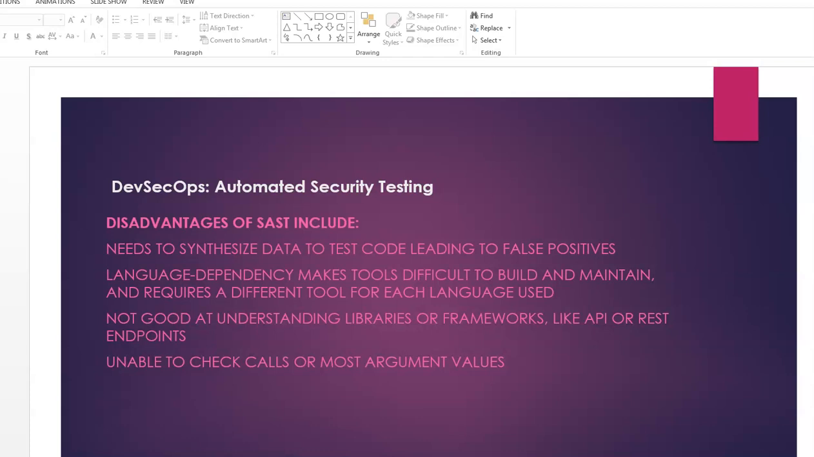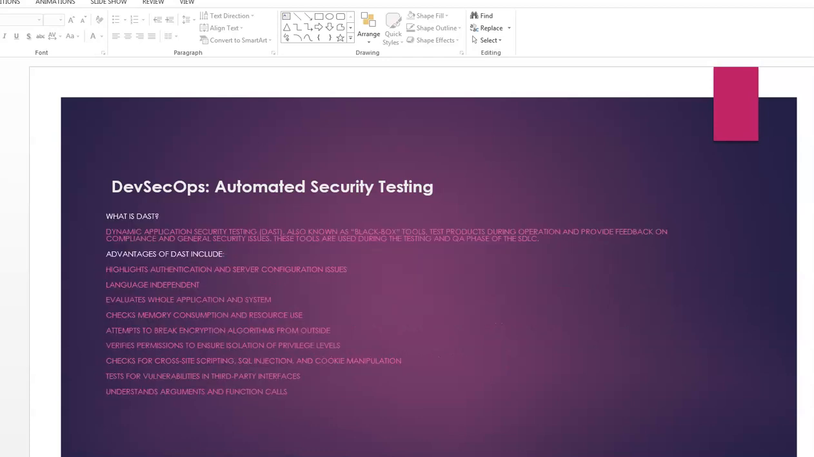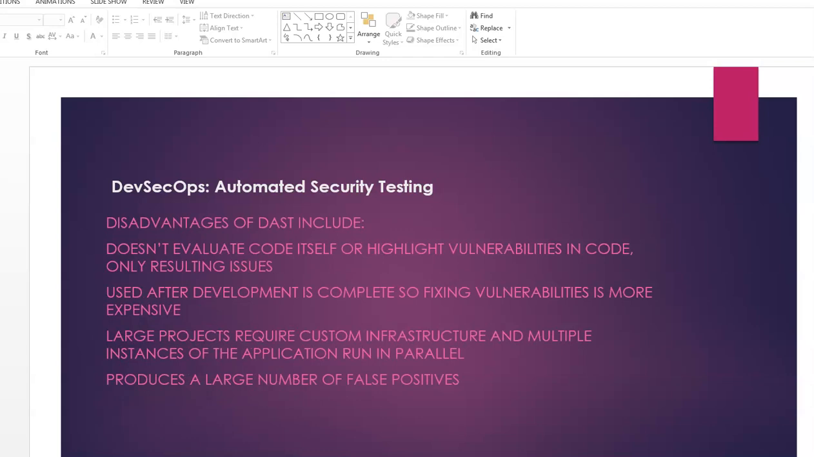Now when I talk about DAST, what exactly is DAST? Dynamic application security testing. It is also known as black box testing. What are the advantages of DAST? DAST includes language independent evaluation of the whole application and system. It checks memory consumption, how much memory we are using. It attempts to break the complete encryption algorithm. It tests for vulnerabilities in third party interfaces and understands the arguments and the functions. All these are the plus points of DAST. But what are the disadvantages of DAST?